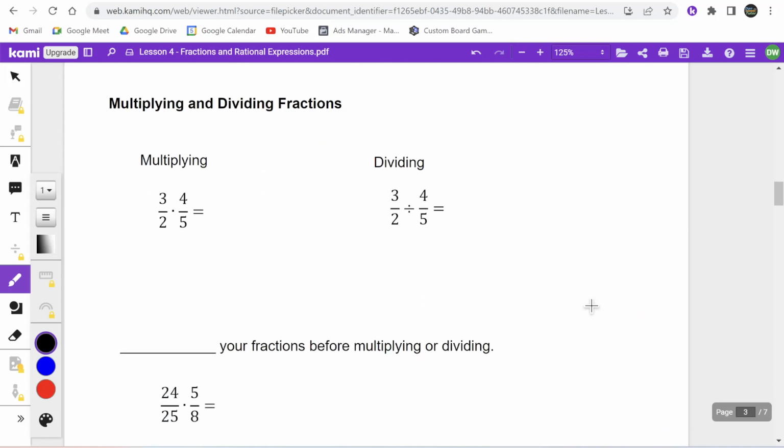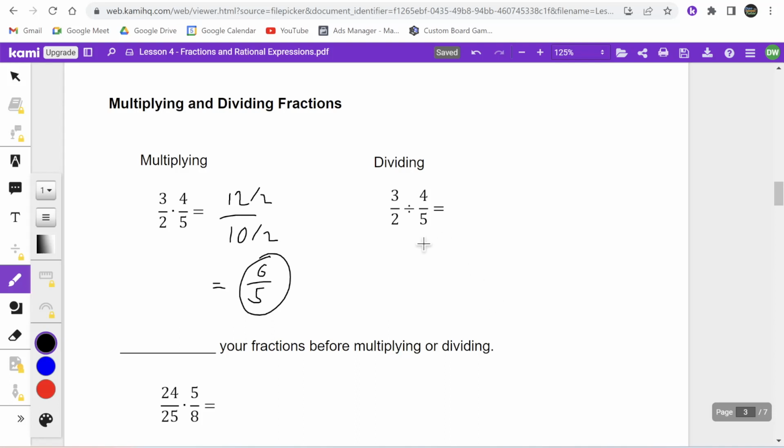Okay, so next we're going to talk about multiplying and dividing fractions. When it comes to multiplying and dividing fractions, we've kind of already done this when we added and subtracted. Basically, if you want to multiply, you just multiply the numerators together and the denominators together. So 3 times 4 is 12, divided by 2 times 5 is 10. This reduces because they're both divisible by 2, and so the final answer is 6 over 5. That's pretty easy.